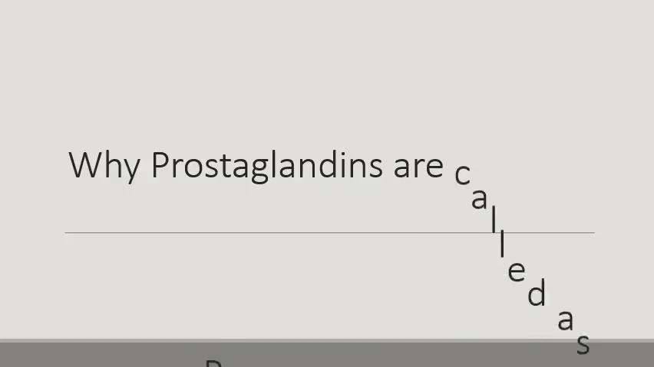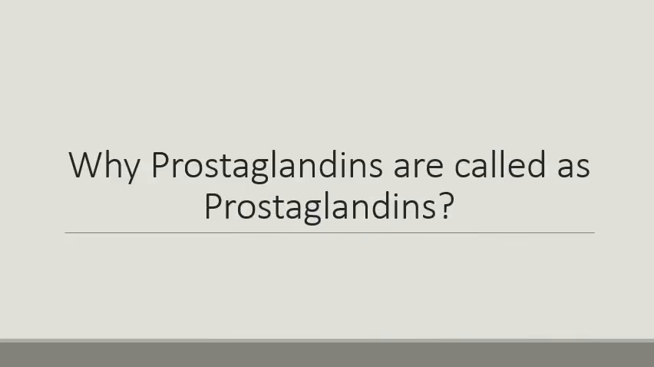Before ending this lecture, I would like to tell you why prostaglandins were called prostaglandins. Prostaglandins were first isolated in semen, so it was thought that it was produced by the prostate gland, and hence the name prostaglandin. Thank you.